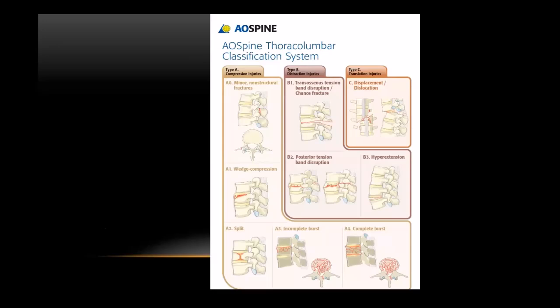So this is the AO injury classification system, which has A0, which is spinal process fractures, and A1. Everything that is A is compression. A1 is compression fractures, A2 is split, A3 is burst, A4 is burst. B1 is pure bony chance, B2 is bony and soft tissue with tension band disruption, and B3 is hyperextension. C is displacement.